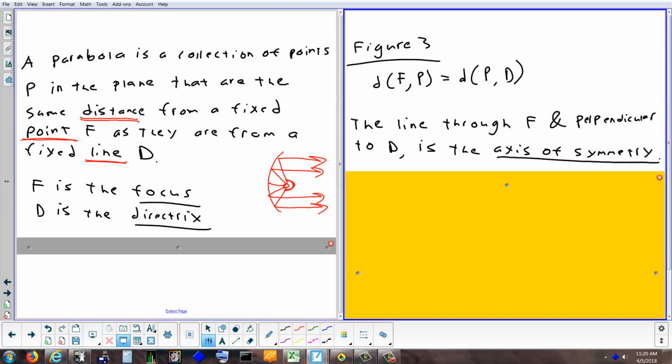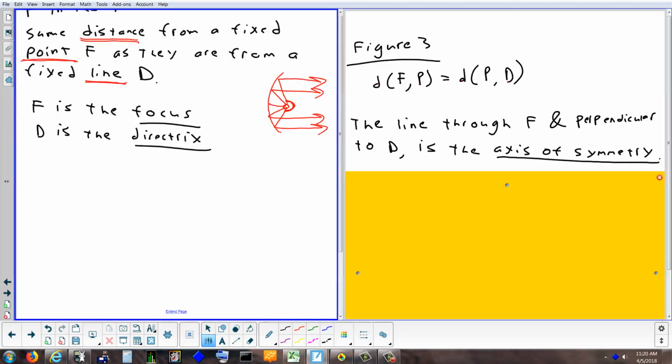The line through the focus and perpendicular to the directrix is called your axis of symmetry. Let's see. If that was a parabola, and that was your focus, the parabola always wraps around the focus. That's what you want to remember. Parabola wraps around the focus. So if that's my parabola, and that's my focus, and I draw a line right through it, perpendicular to my directrix, that black line is a line of symmetry. Parabolas are symmetric.